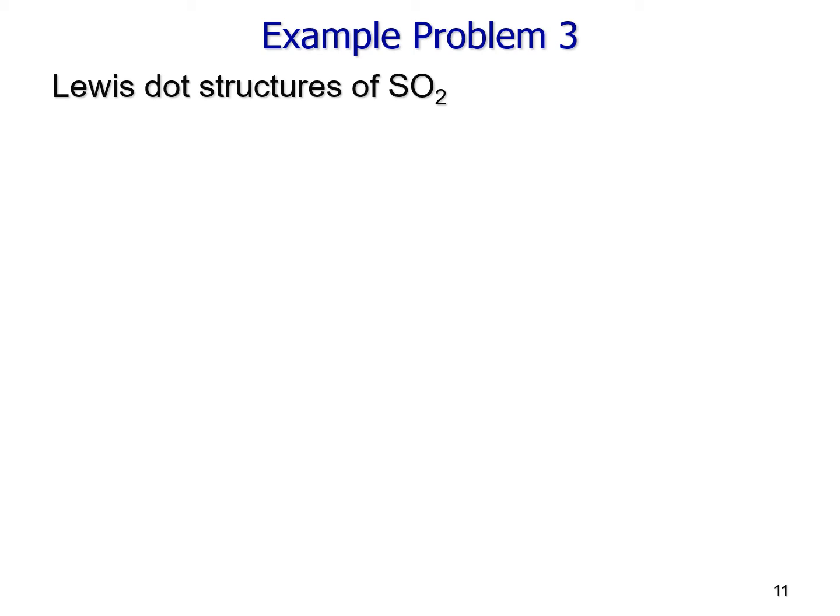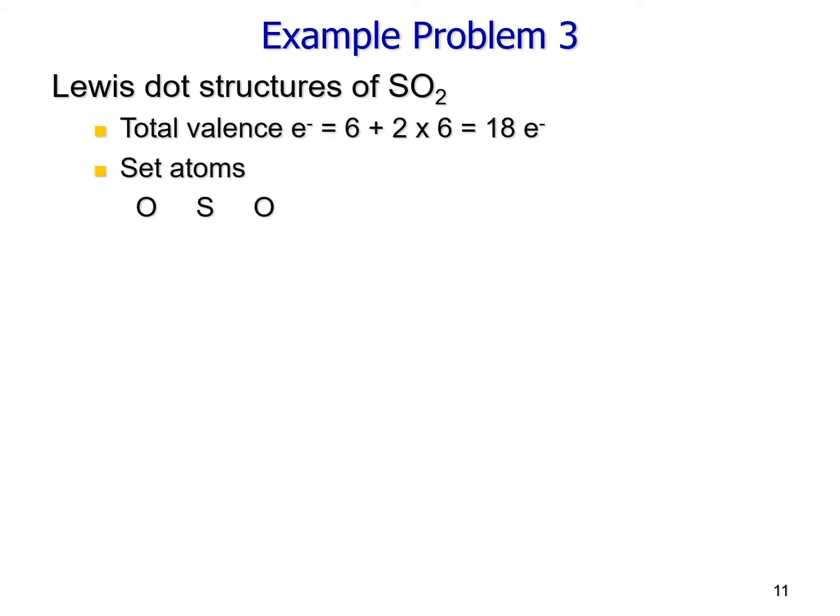Let's try out another example using the concept of resonance forms. SO2. Both sulfur and oxygen are in group 6, which means there are going to be a total of 18 valence electrons. Sulfur is less electronegative because down the group, electronegativity decreases. Oxygen has more electronegativity. Oxygen goes on the surrounding positions.